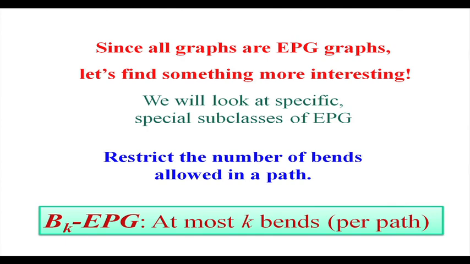Well, look at specific special classes of EPG graphs. And to do that, we proposed to look at restricting the number of bends that are allowed on a path. So we will call B_k EPG the class of EPG graphs where a path may have at most k bends. Well, that seems like a pretty strong restriction. For example, if k was equal to 0, you couldn't bend them at all. Well, these would just be segments in the grid, horizontal segments, vertical segments.